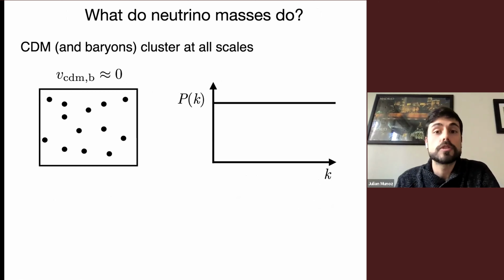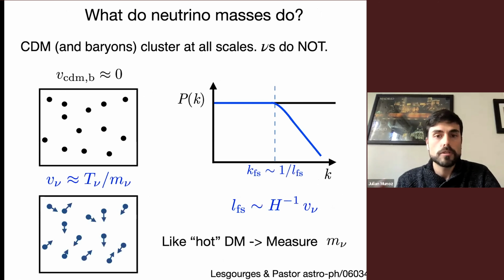So what do neutrino masses do? Well, CDM and baryons cluster at all scales. So whenever you have a power spectrum, whatever it is, say it was flat in our toy model, CDM and baryons just trace this power spectrum because they have no initial velocities. Neutrinos do not cluster at all scales because they have temperatures, they have momenta. So their typical velocity is given by their momentum divided by mass, so temperature over mass. So these things are moving around in the box.